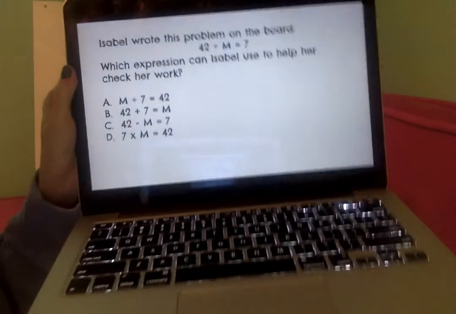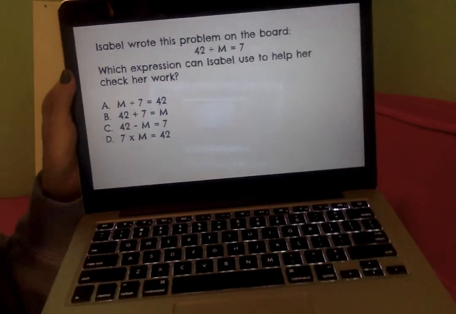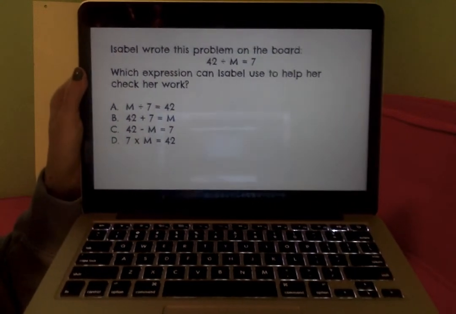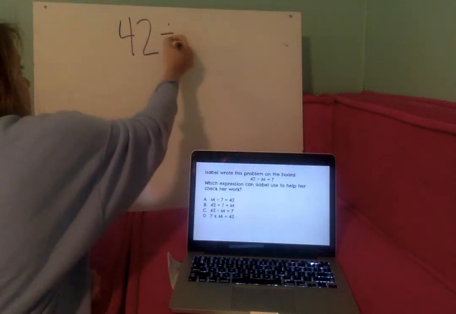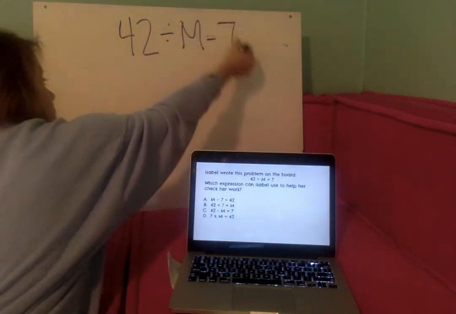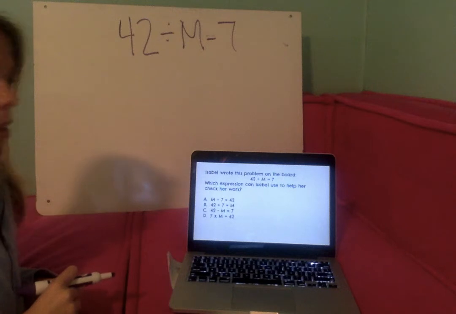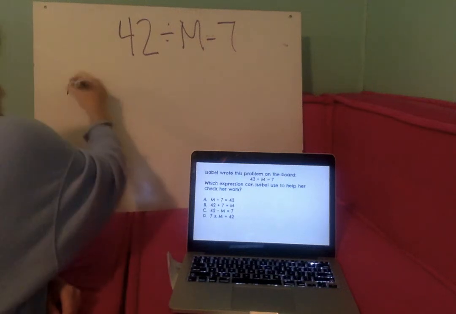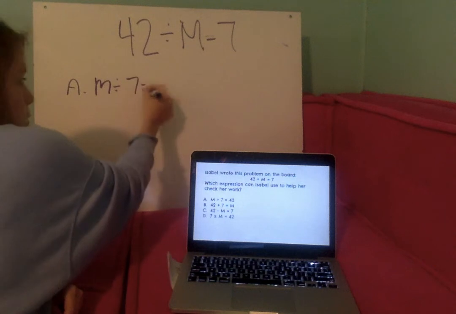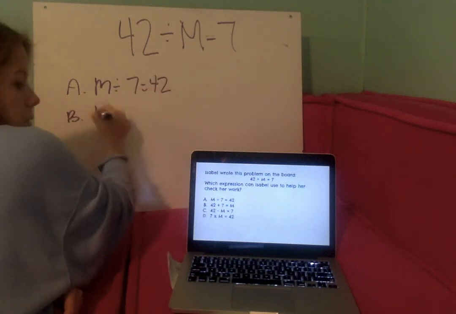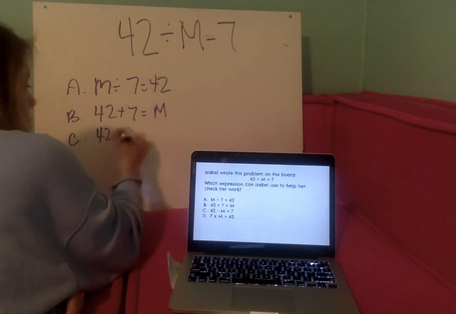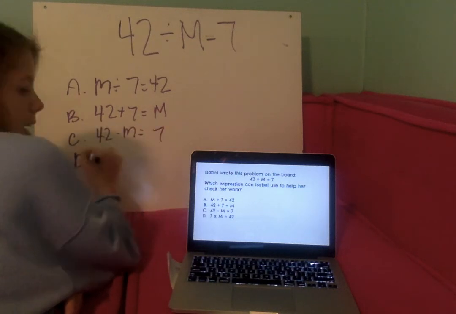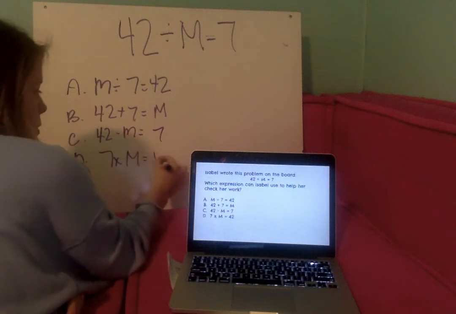All right, Isabel wrote this problem on the board. 42 divided by m equals 7. Which expression can Isabel use to help her check her work? We have 42 divided by m equals 7. Our expressions are A, m divided by 7 equals 42. B, 42 plus 7 equals m. C, 42 minus m equals 7. And D, 7 times m equals 42.